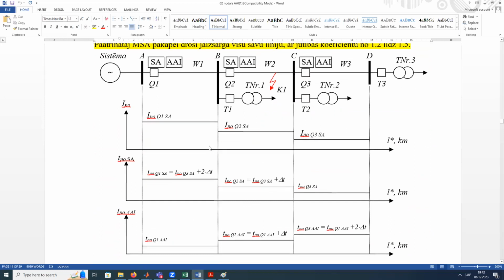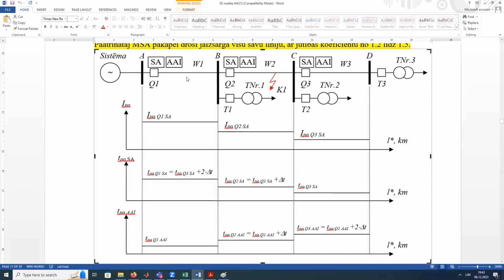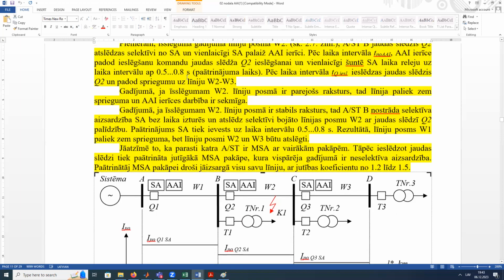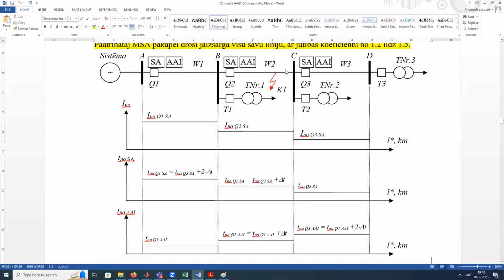Okay, let's go next. The same idea, 3 lines, but here a more expensive scenario when we have a recloser everywhere. We have a recloser everywhere. Okay, how could we use this scenario?